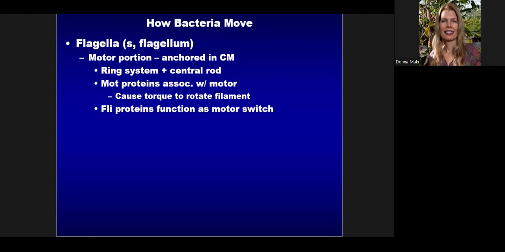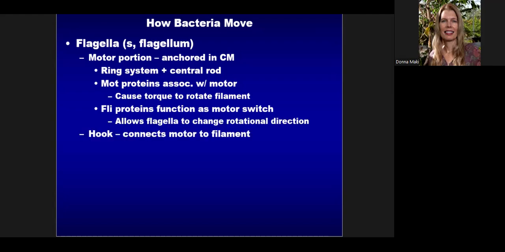Then you're going to see a hook region. This will all make sense later, but I wanted to put it into words first, and then we'll look at the picture. The actual part that sticks out of the cell, that you might see coming out, is called the filament. So taken all together, this is the flagella, and you can see there are lots of components that make it up, lots of proteins.